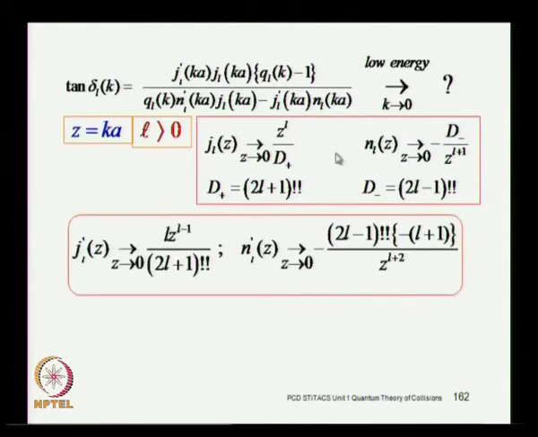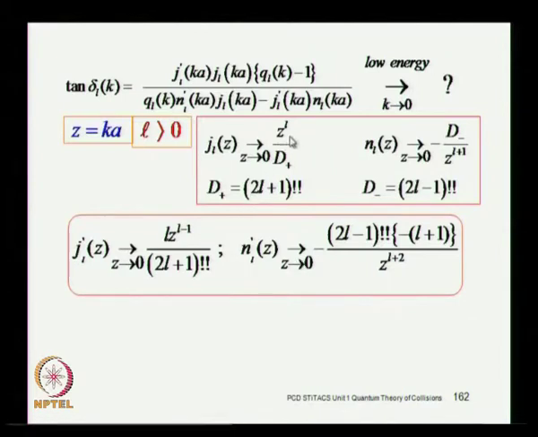So, now to get the behavior of the phase shift at low energy, you need the Bessel function here and also here, and then you need the Neumann function here, and you need the derivative of the Neumann function here. So, you need not only the Bessel functions and the Neumann functions, you also need their derivatives, and these are the derivatives of the Bessel function and the Neumann function in the small energy region as k tends to 0.